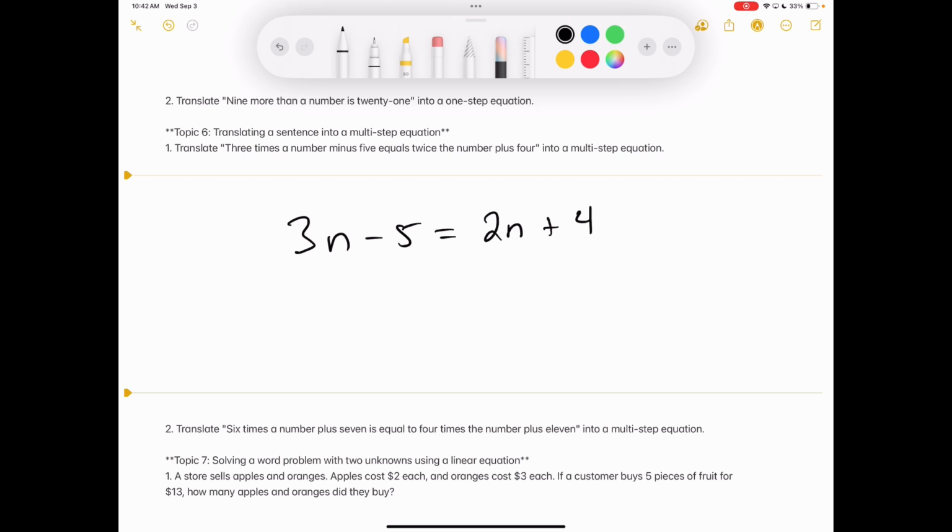I almost feel like those are the same topics. That's okay. It's good practice, I guess.